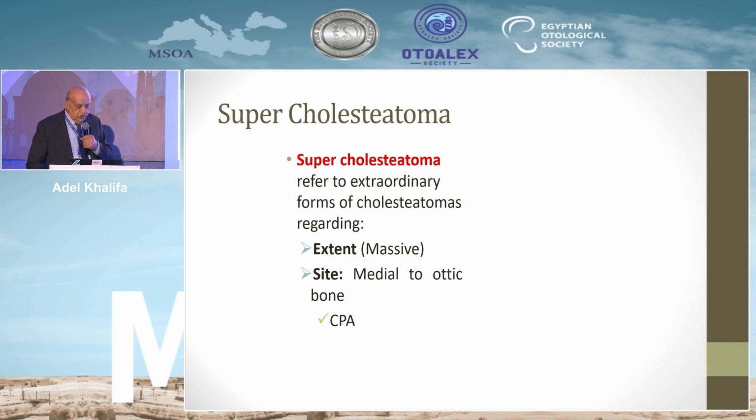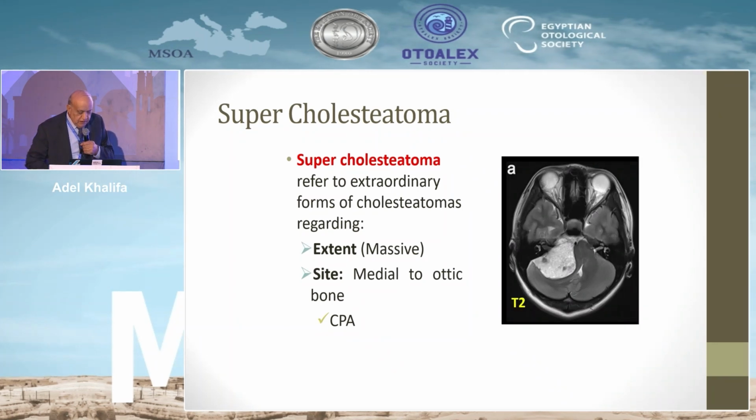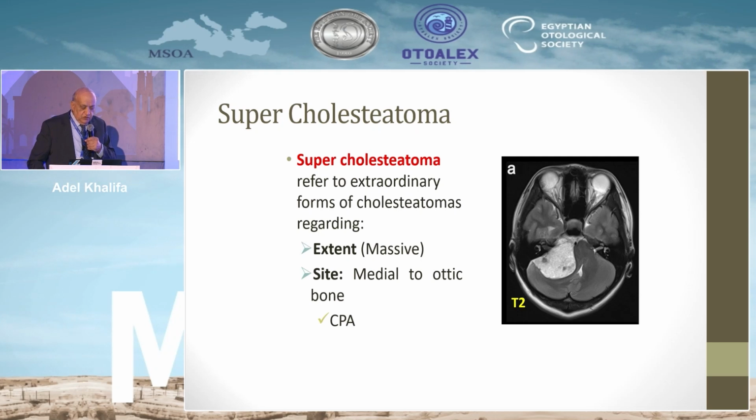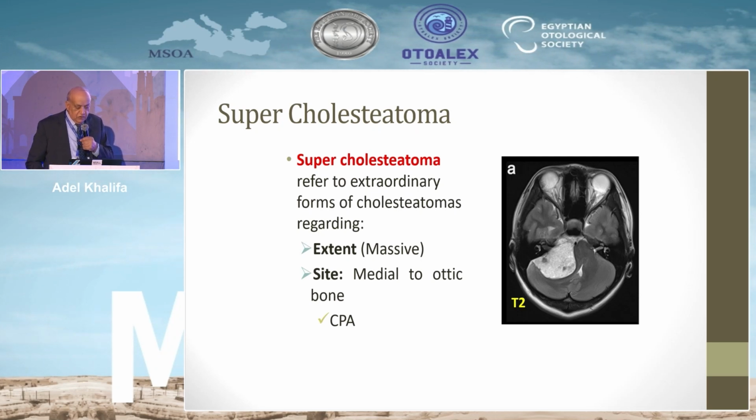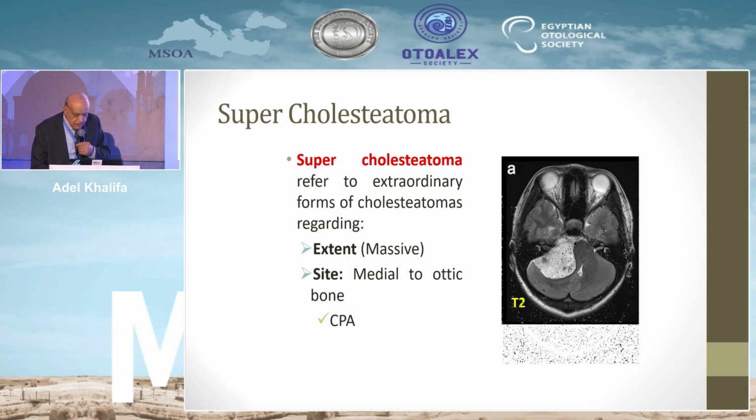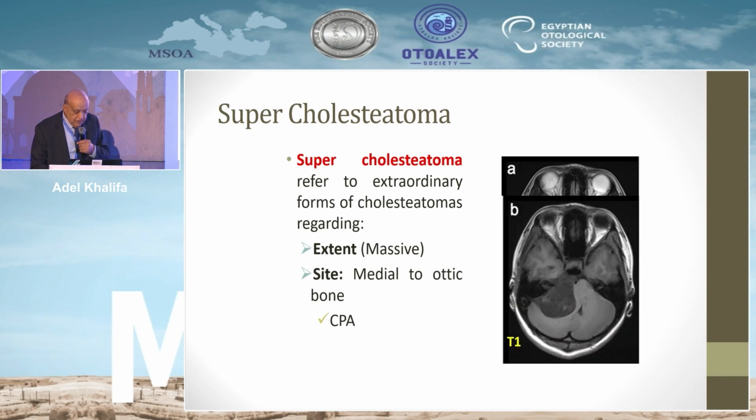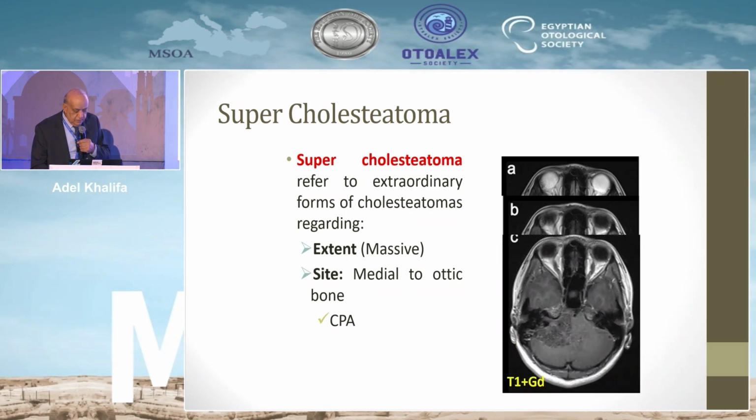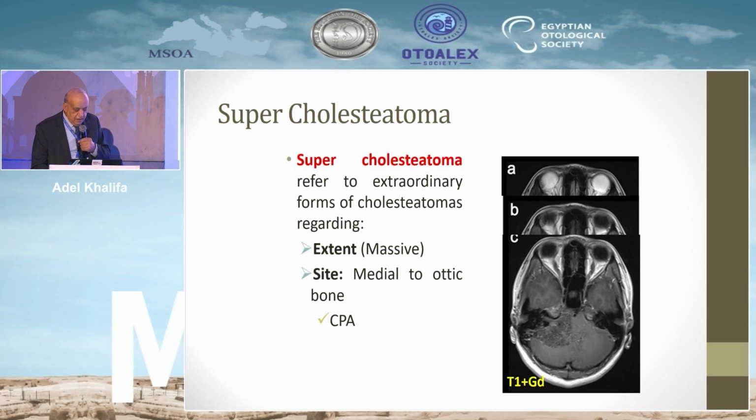medial to the otic capsule. It may be in the CP angle. This MRI T2 shows a hyperintense shadow in the CP angle compared to the cerebellum. The same after T1, a hypointense shadow in the CP angle. The same after T1 with gadolinium.